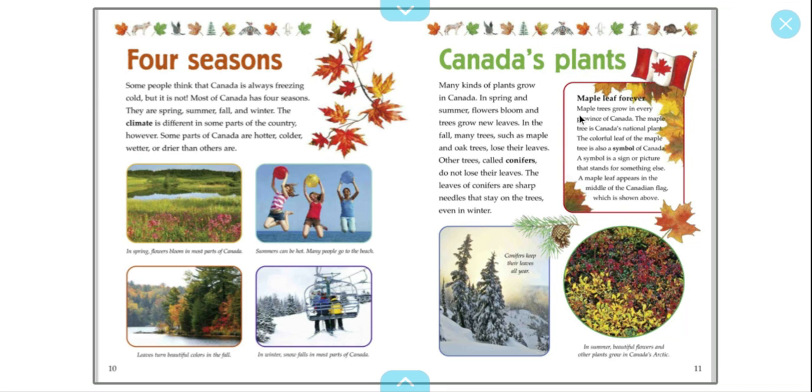Maple leaf forever. Maple trees grow in every province of Canada. The maple tree is Canada's national plant. The colorful leaf on the maple tree is also a symbol of Canada. A symbol or sign is a sign or picture that stands for something else. A maple leaf appears in the middle of the Canadian flag, which is shown above.